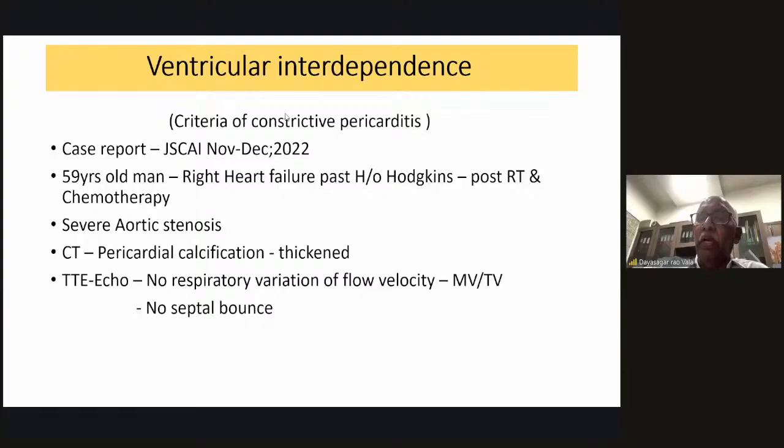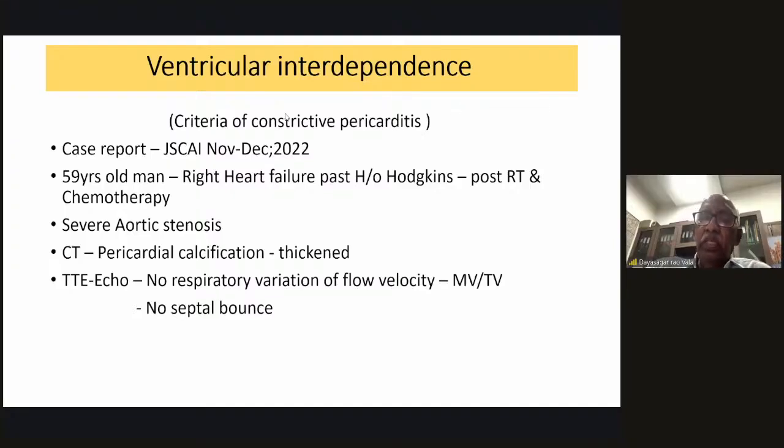This is a 59-year-old man presented to the hospital with right heart failure. The past history of Hodgkin's disease, for which he was given radiotherapy as well as chemotherapy. Something like 10 years or 15 years later, he presented with severe aortic stenosis. And as a prelude to the TAVR, they did the CT. And suddenly they found there was pericardial calcification and pericardial thickening, apart from classical aortic stenosis, both by physical examination and by echo Doppler estimation.